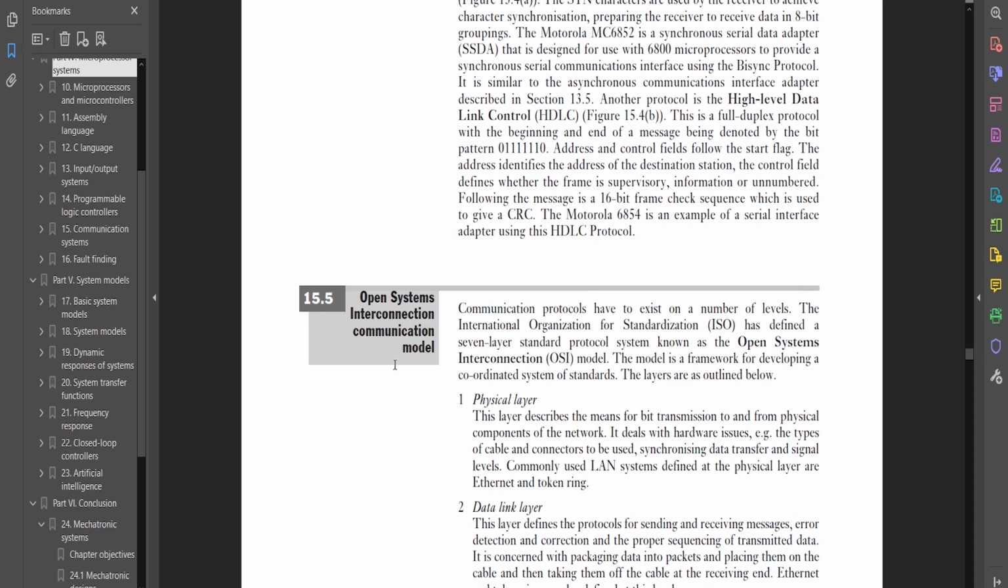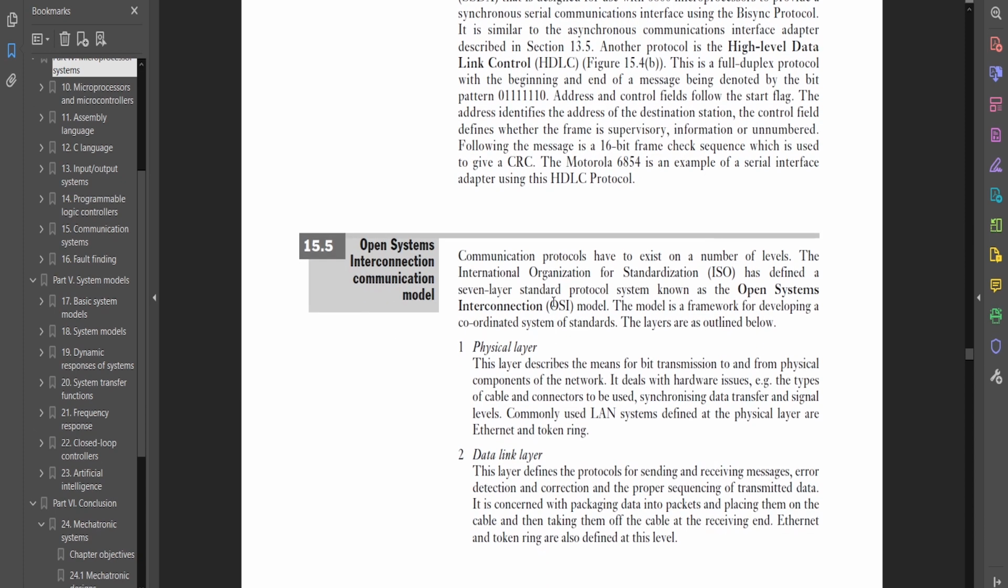Open Systems Interconnection communication model. Communication protocols exist on a number of levels. Physical layer. Okay, so the International Organization for Standardization has defined the 7-layer standard protocol system known as the Open Systems Interconnection Model. The model is a framework for developing a coordinated system of standards.